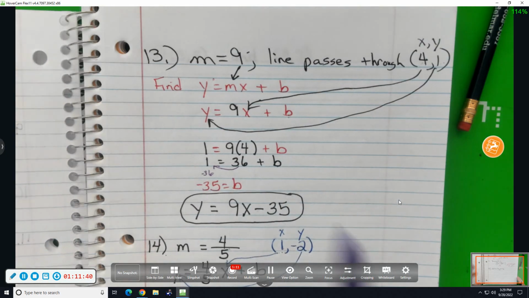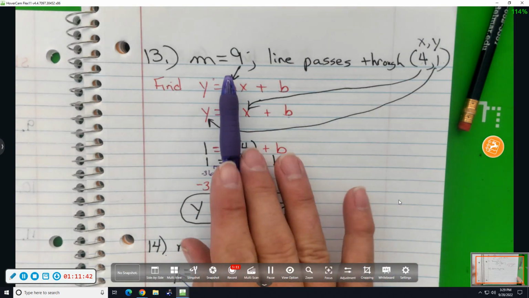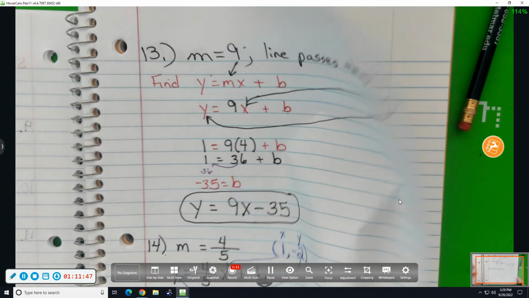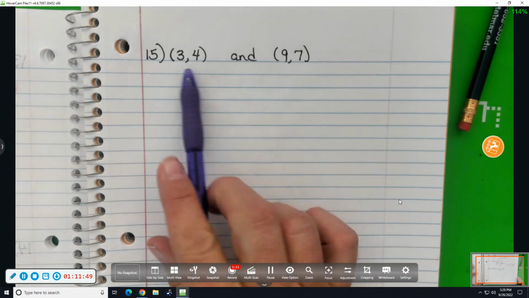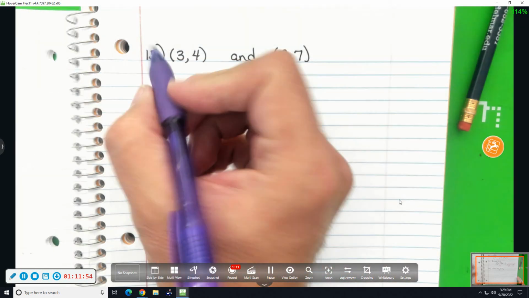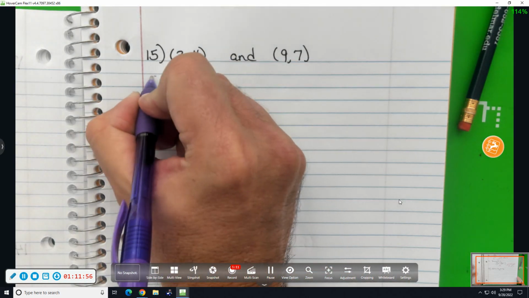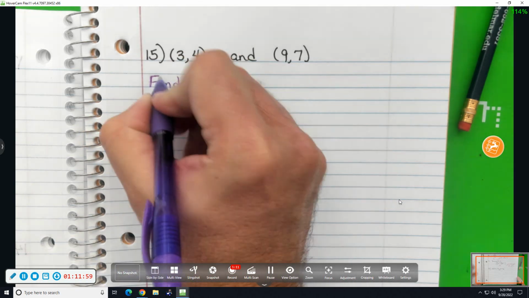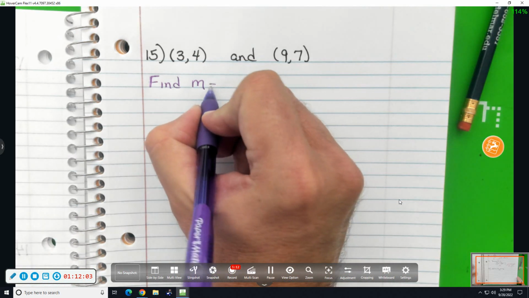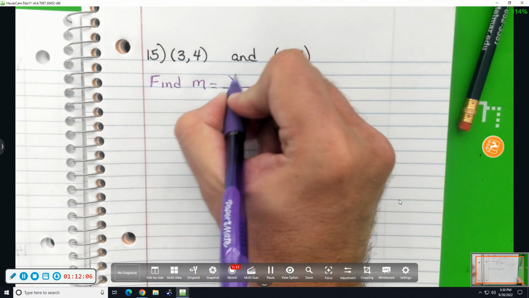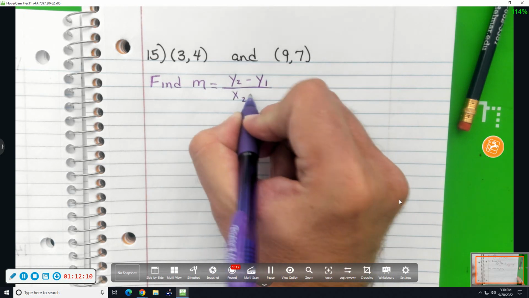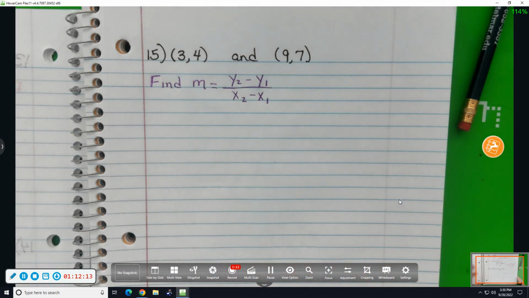Then you saw how to write the equation when you have the slope and the ordered pair. So now we're sort of putting it together. We have two ordered pairs. Well, first we're going to have to find m. First thing we need to do is find that slope. Right? And let's review the slope formula. It's second y minus first y over second x minus first x.